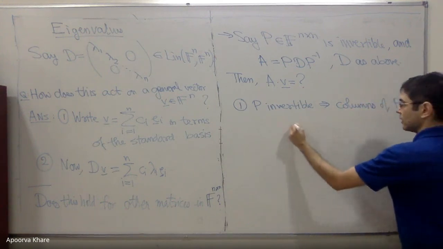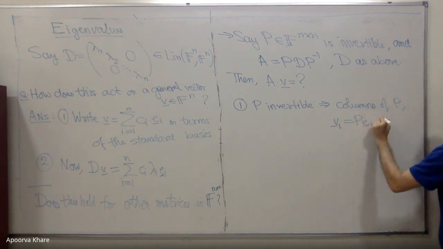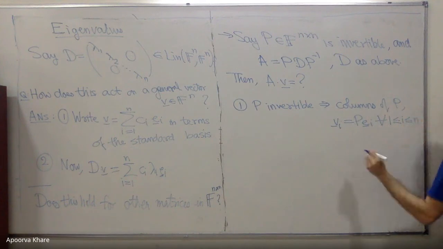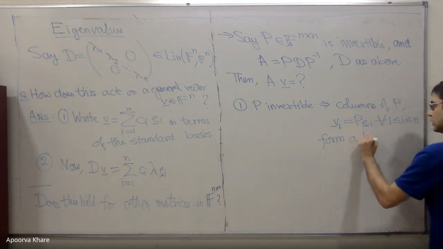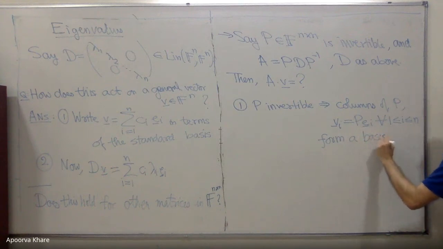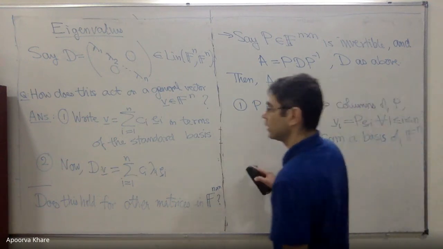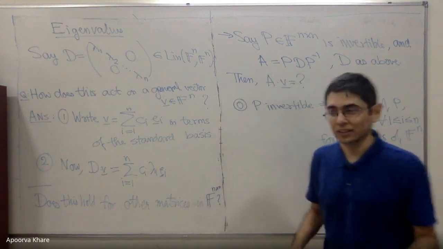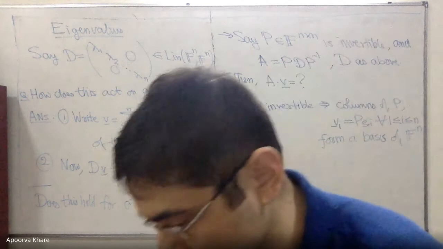Let's give them a name. Vi equals P times Ei for all 1 less than or equal to i less than or equal to n. These form a basis. Okay, so first of all, this is the case. Maybe I should call this step 0. This is not actually doing anything, but this is making the realization, making the connection that will help us.